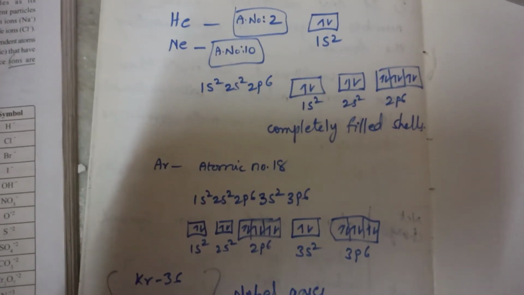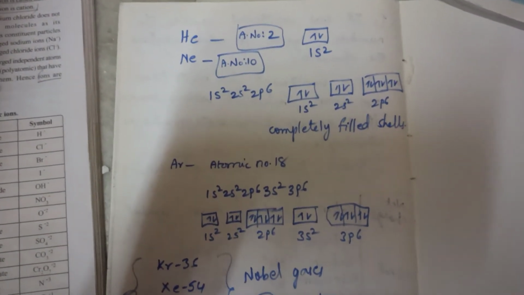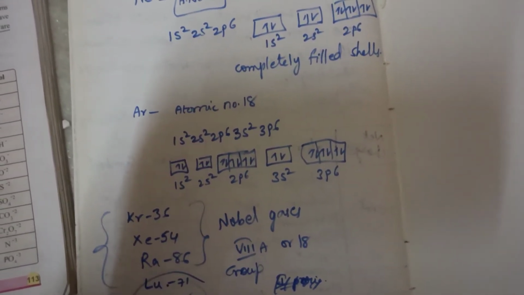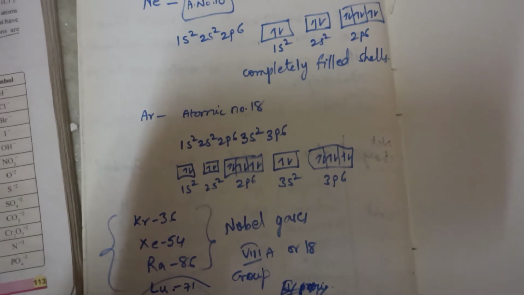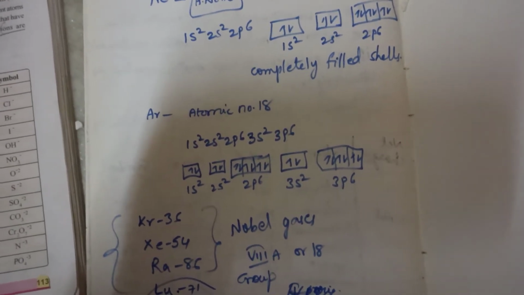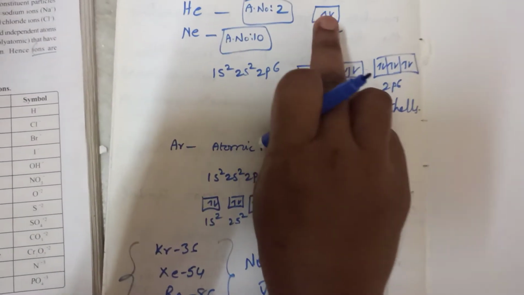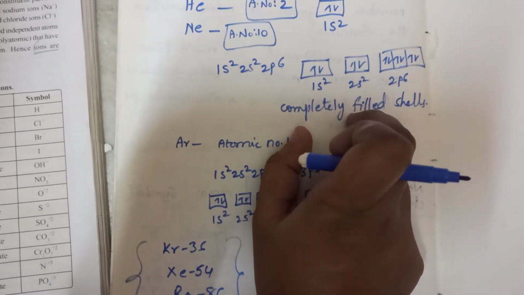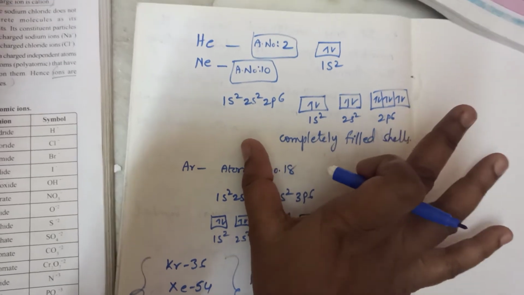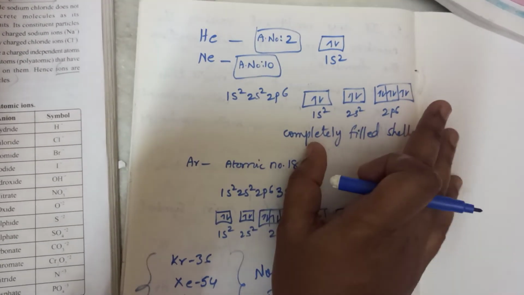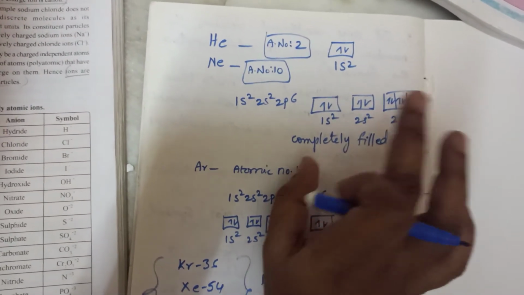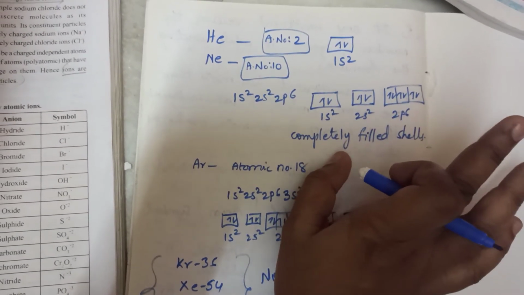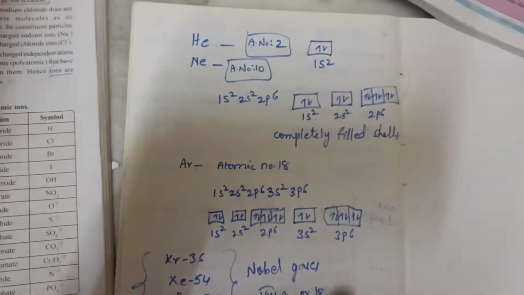The 8th group or 18th group elements are noble gases. These are the chemically least active elements. In the 18th group or 8th group, the outermost shell is completely filled, so these are unable to combine with other elements. The valency of these elements is 0. The valence electrons here are 0. There is no valency for these noble gases.